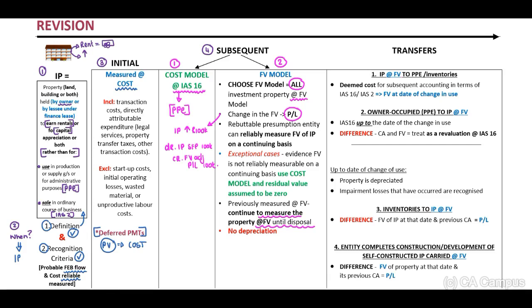Now, extremely important, when the investment property is carried at fair value, you do not calculate depreciation on investment property carried at fair value. Now guys, I know that you are going to laugh, but there are still students that do this. If investment property is carried at fair value, do not depreciate the investment property.